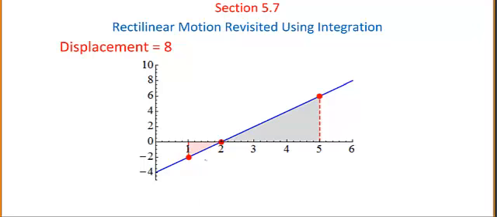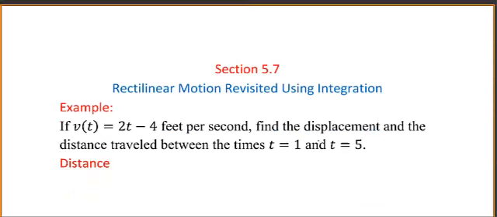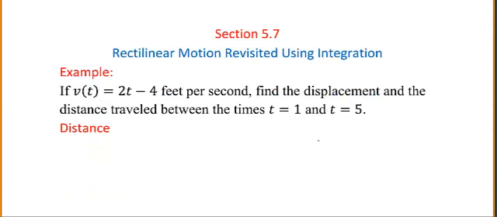Now notice, here's the velocity function. This is v of t, and I just integrated from 1 to 5 to get the displacement over that interval. All right, now let's find the distance traveled.